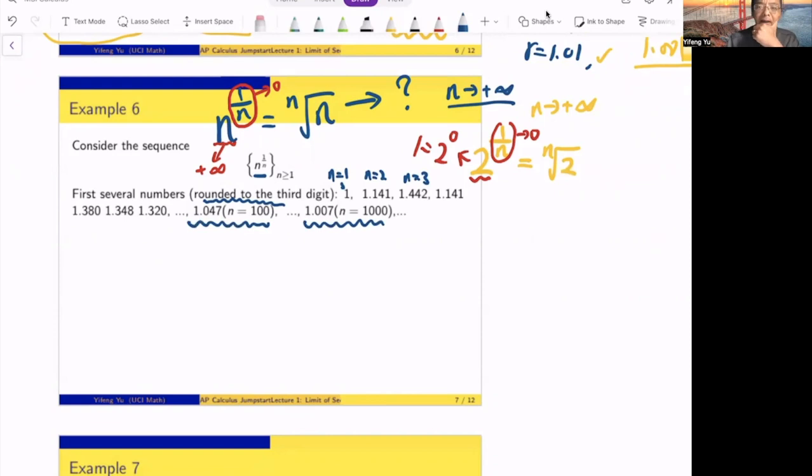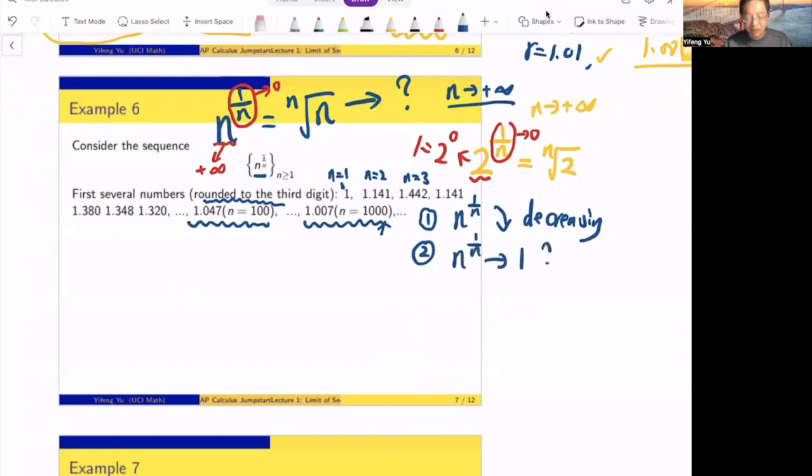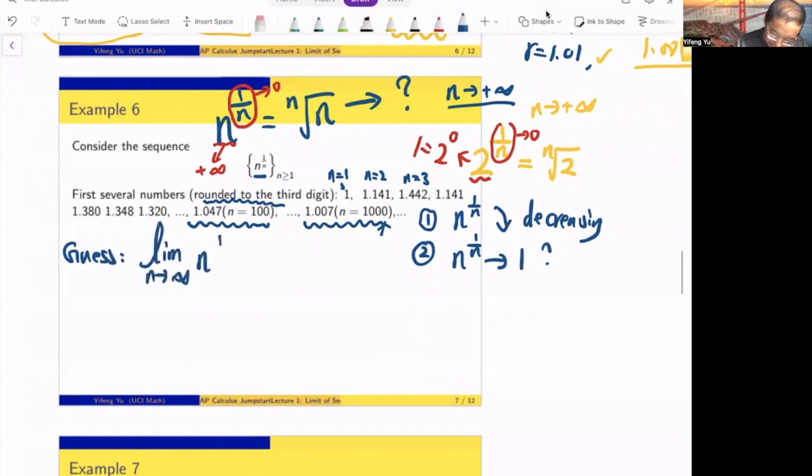If we look at these numbers, we observe two things. Number one, we find the sequence is decreasing, right? So the sequence n to the 1 over n is eventually decreasing, because it gets smaller and smaller. And number two, if n is 1,000, which is already quite large, then this tells us what is the final destination of the sequence. It looks like this one eventually will go to 1, right? So this is what we guess. We say the limit as n goes to infinity of the sequence n to the 1 over n is 1.